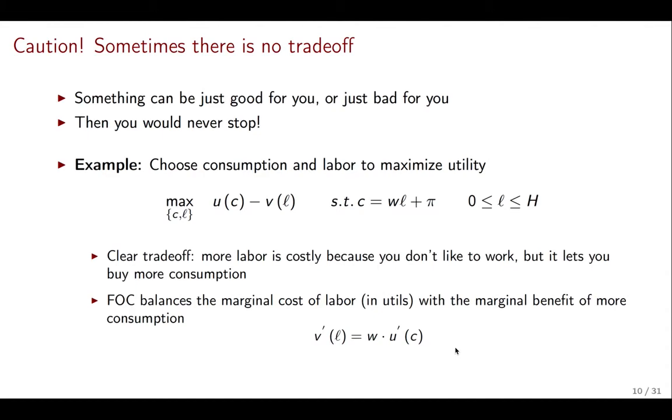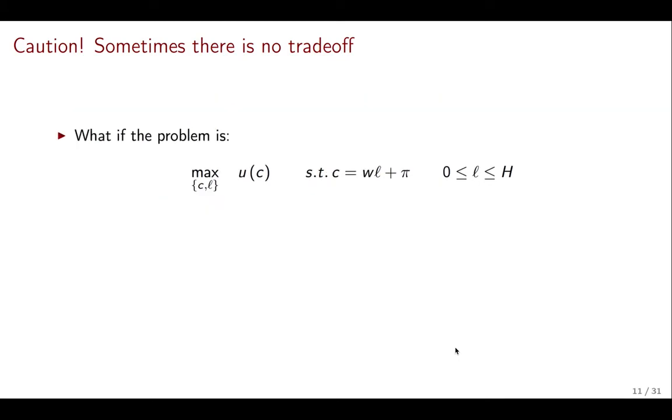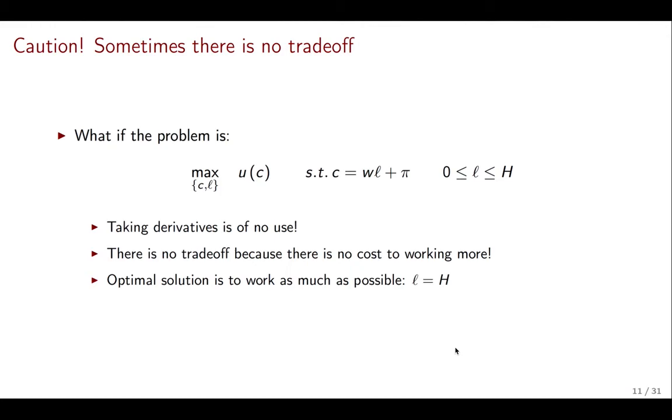We're going to discuss this way more in detail in our next video. But what if the problem had you just maximizing the utility of consumption? There is no disutility from labor. Then what do you do? Taking derivatives here is of no use because there is no trade-off. Turns out, if you work more, it doesn't cost you anything in utility. You don't really dislike working in this example. It only gives you more income, and more income gives you more consumption, and you always want to have more consumption. So the optimal solution here is just to work as much as possible and fix labor equal to uppercase H. That's going to be the total amount of hours you have to work.